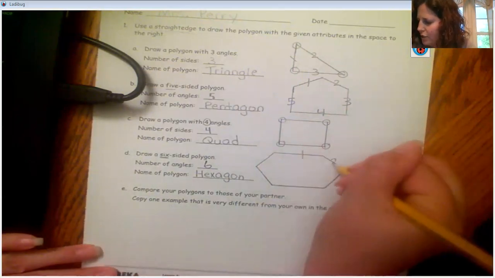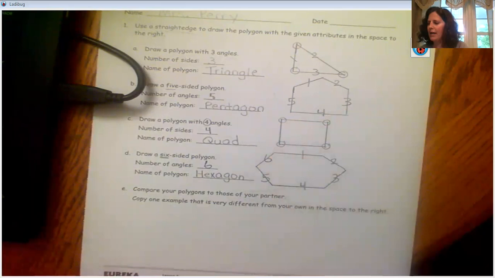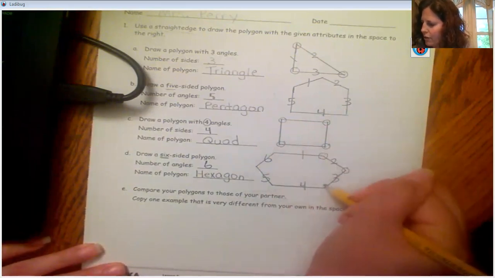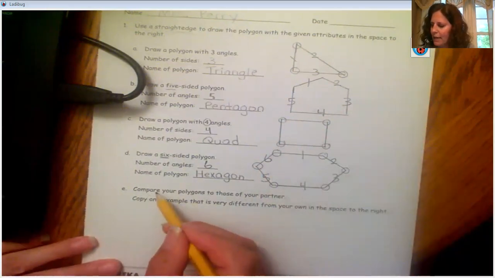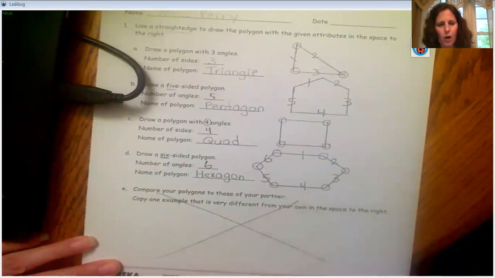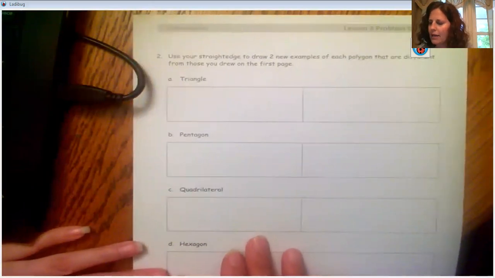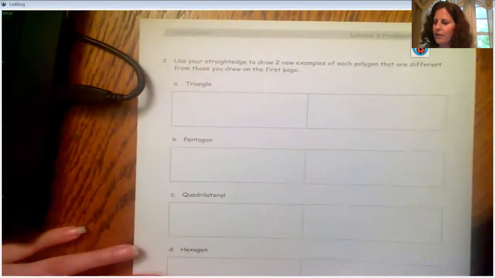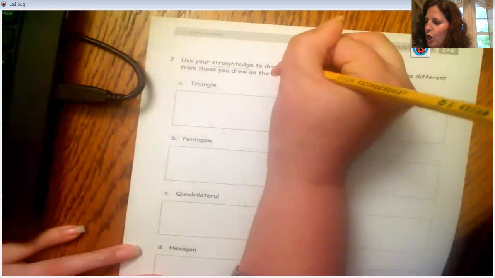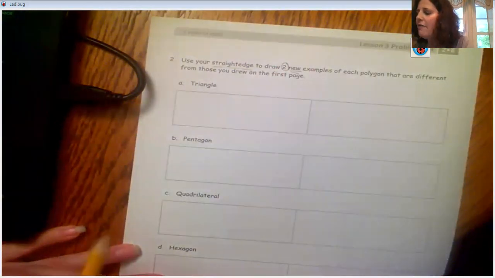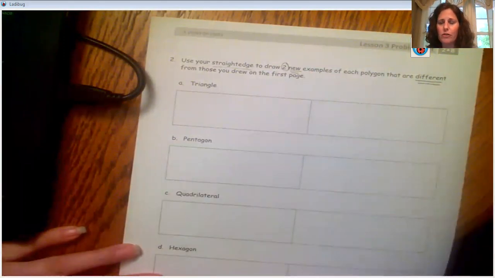So I have 1, 2, 3, 4, 5, 6 sides, and 1, 2, 3, 4, 5, 6 angles. Now we're going to skip letter E because that is working with a partner. So we are ready to go ahead and turn onto the back. My directions tell me that once again, we're going to use the straight edge to draw 2 new examples of each polygon that are different from those you drew on the first page.